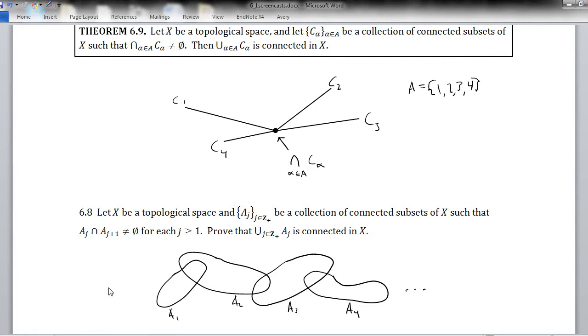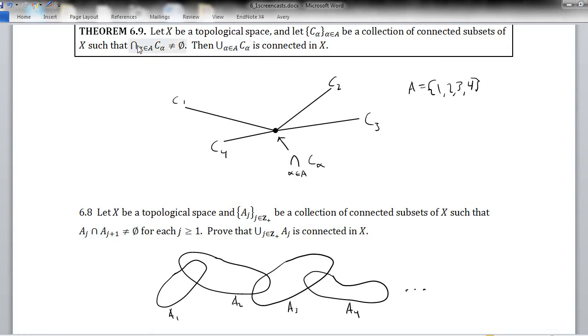Okay, so here's a picture. A1 has a non-empty intersection with A2. A2 has a non-empty intersection with A3. But it may be that A1 and A3 have an empty intersection. That's all right. So in some sense, compared to theorem 6.9, this statement's a bit weaker because we're only talking about an index set Z+, but our hypotheses are also weaker. We're assuming a little bit less. So it's not just a direct application of theorem 6.9.